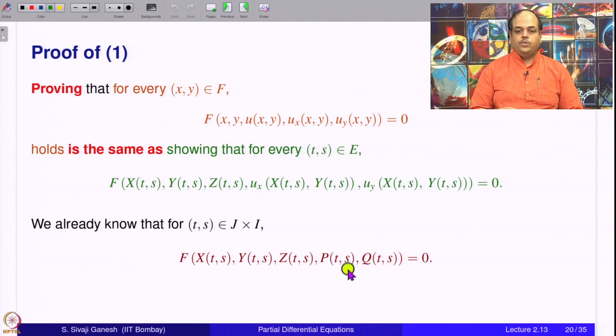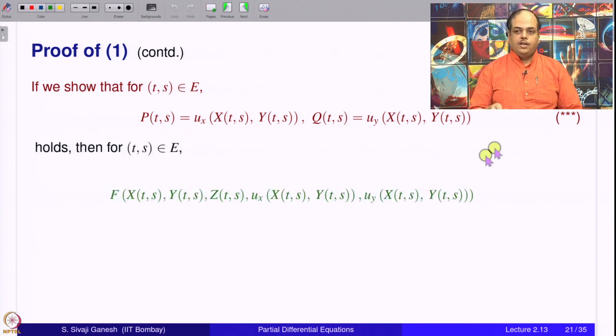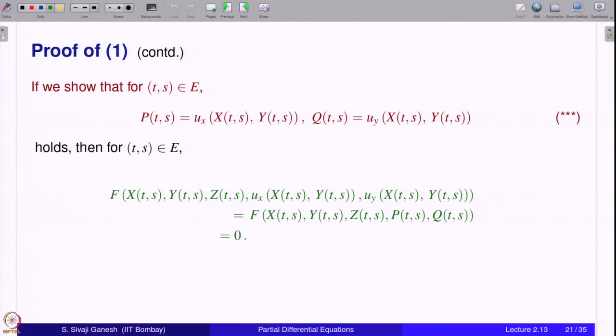So, let us try to do that. Let us show that p(t,s) is u_x(x(t,s), y(t,s)), q(t,s) is u_y(x(t,s), y(t,s)). This, the triple star, is what we want to show. Then this holds. This we already observed on the last slide. That completes the proof. So, what remains to show is these two equalities.